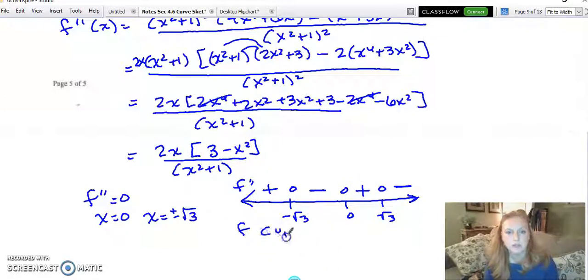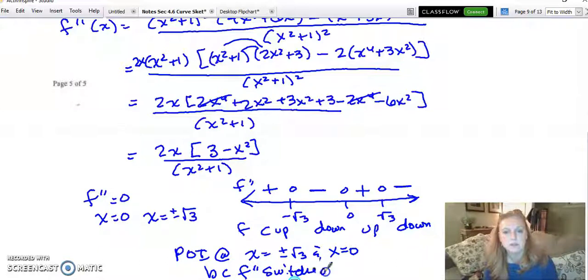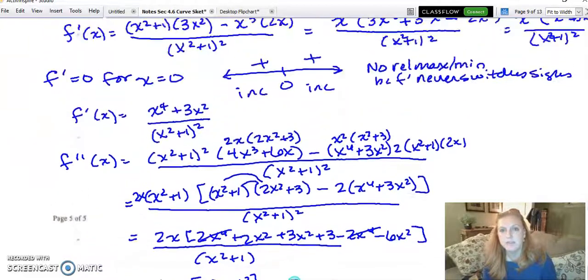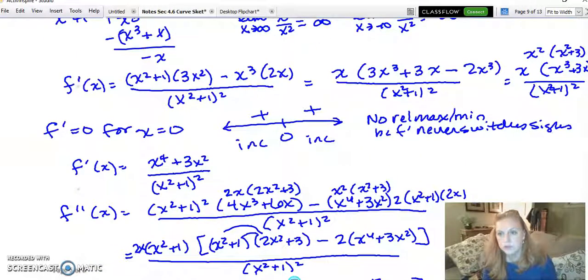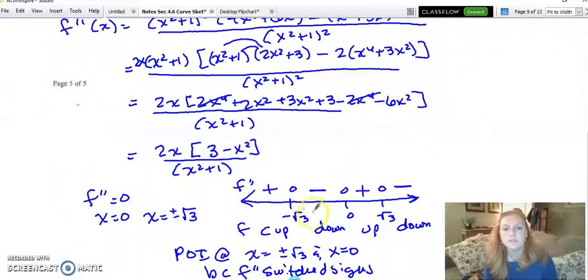So we are concave up, down, up, and down. So we have points of inflection at x equals negative square root of 3, plus or minus, and x equal to 0 because your second derivative switched signs. So when we sketch this, we basically have a function that is always increasing, that has a horizontal tangent line at 0 and has points of inflection and switches concavity 3 times.